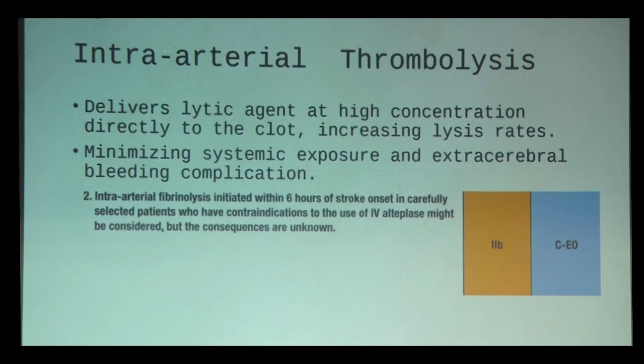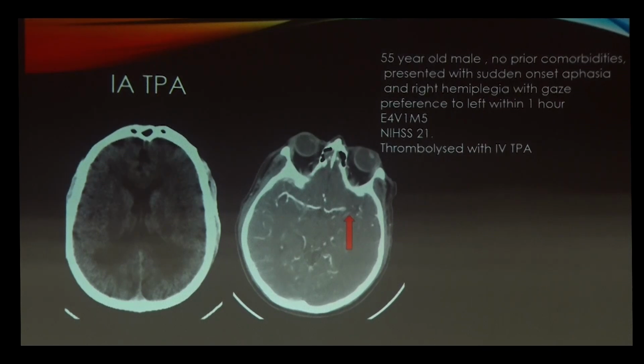So another thing in rescue therapies is intra-arterial thrombolysis, where we deliver a lytic agent at high concentration directly to the clot, increasing the lysis rates. And this reduces the systemic bleeding rate and extracranial bleeding complications. So as per AHA-ASA guidelines, within 6 hours, we can still consider intra-arterial thrombolysis.